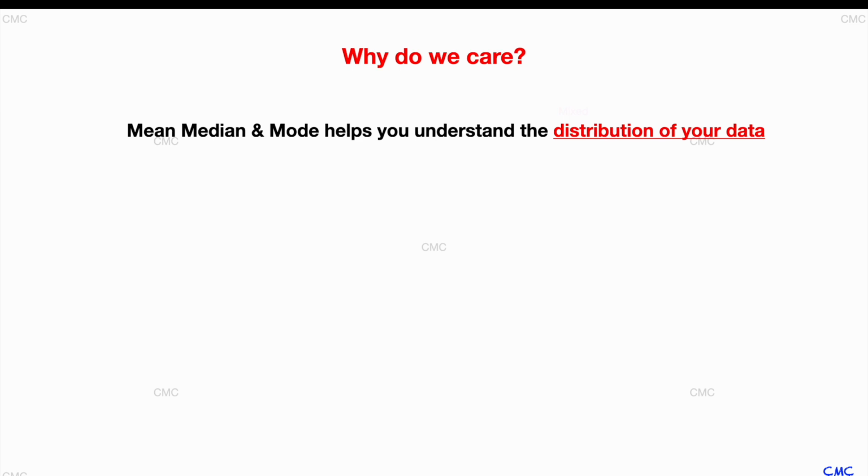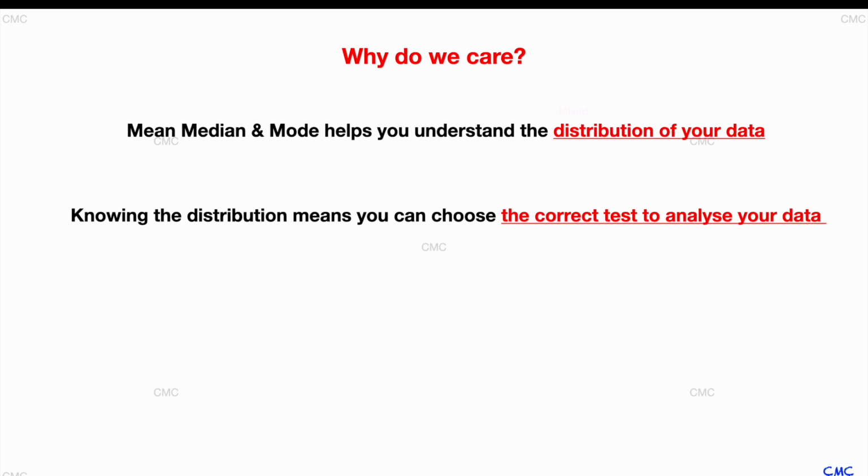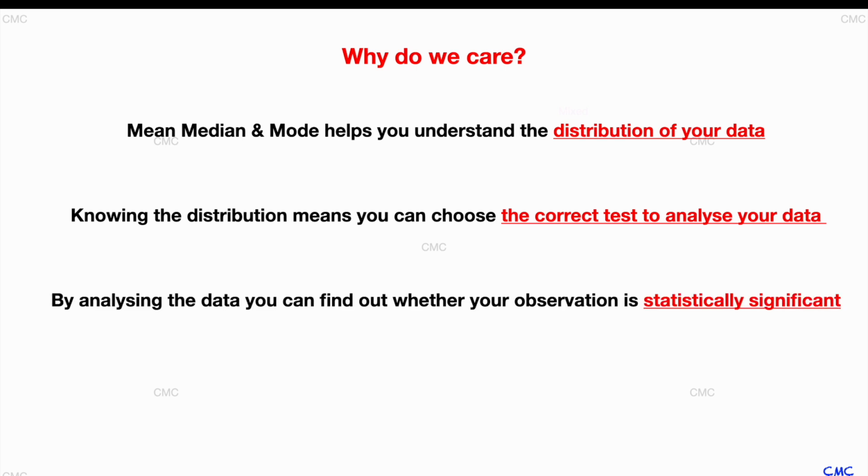I'm sure you're now wondering why it matters to know what kind of distribution your data has. It matters greatly because based on your distribution, you will then choose a type of test. For example, you might have heard of the student t-test, ANOVA, or chi-square in order to analyze your data. And that analysis will in return tell you whether what you observed in your study is statistically significant or it was just an observation that happened by chance.